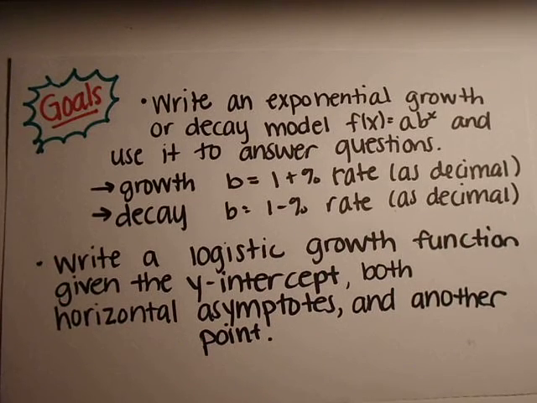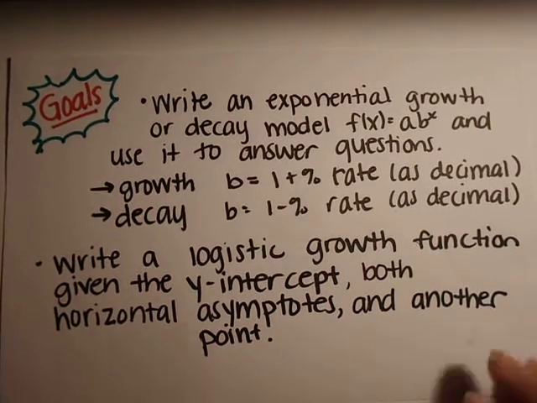Our goals for this lesson are to write exponential growth or decay models using f of x equals a times b to the x and use it to answer questions. For exponential growth, your b value will be 1 plus the percent rate as a decimal. Decay will be 1 minus the percent rate as a decimal. Another goal is to write a logistic growth function given the y-intercept, both horizontal asymptotes, and another point.